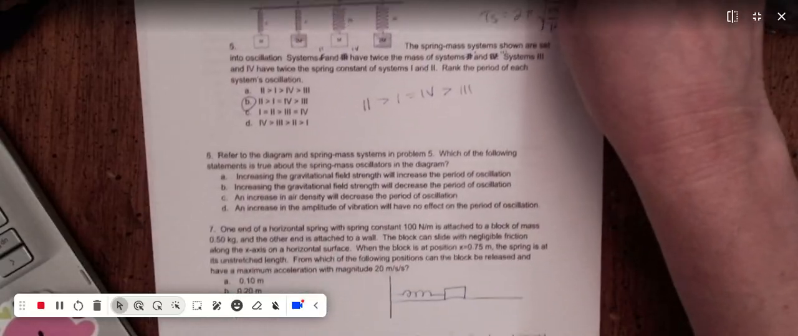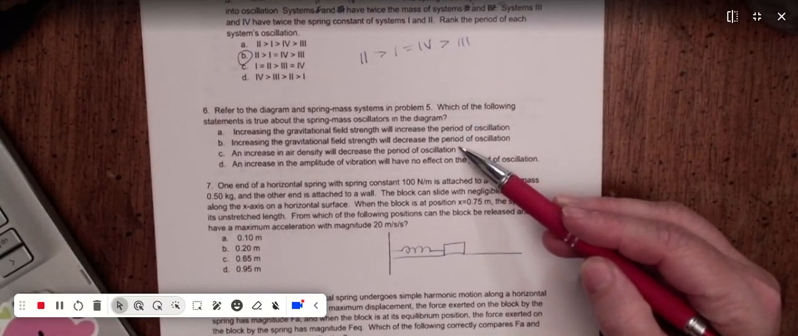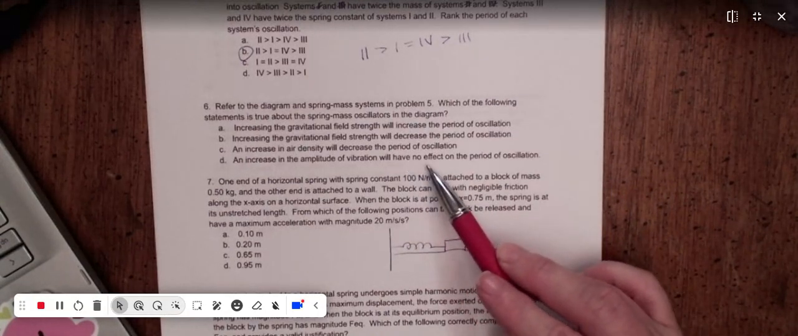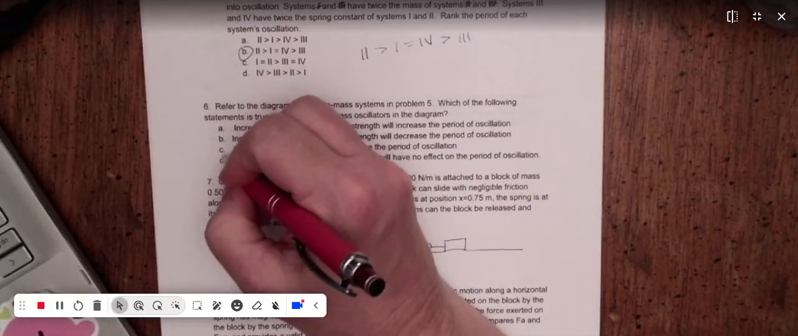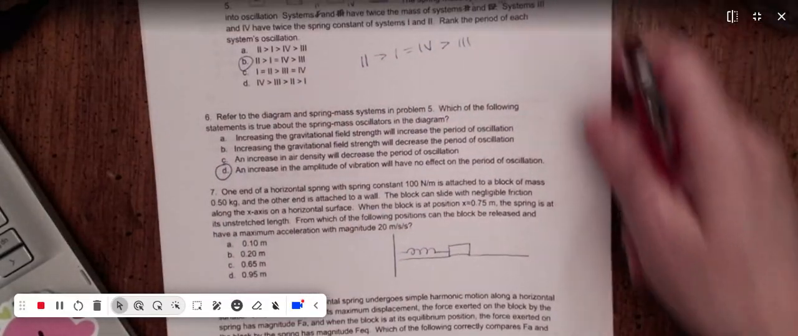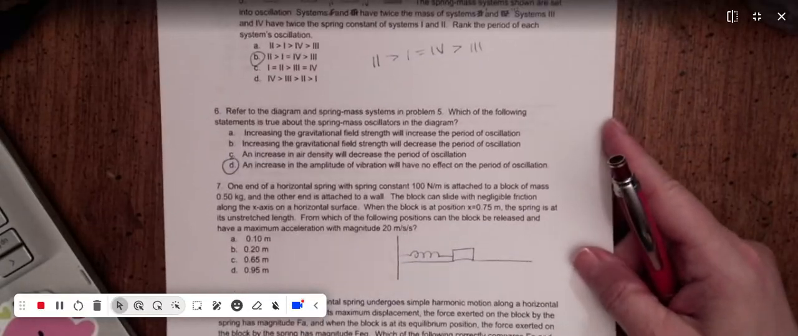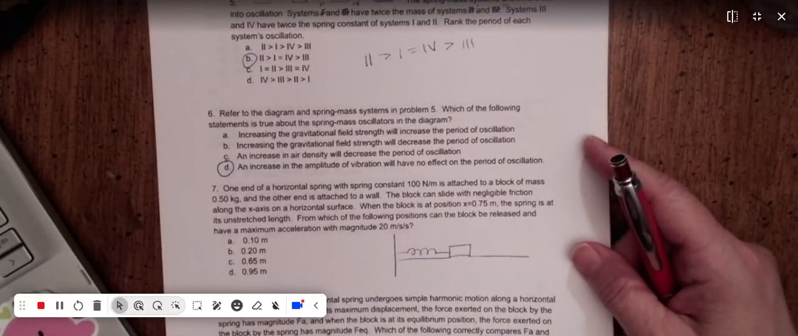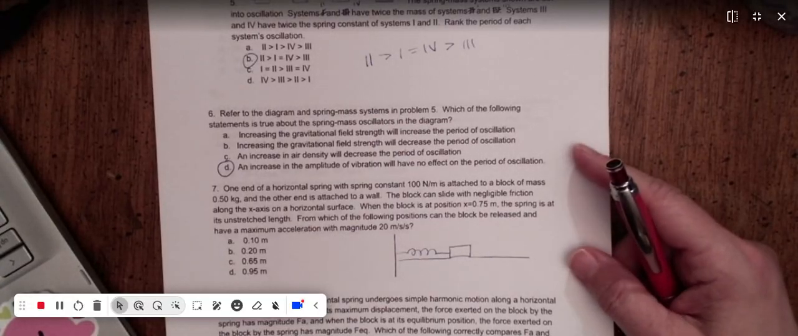Increase in air density, that one doesn't even really make sense. Increase in the amplitude of vibration will have no effect. That's actually the correct choice because remember, one of the things about simple harmonic motion is that amplitude does not have anything to do with period. And that's true both for mass on a spring and for pendulums.